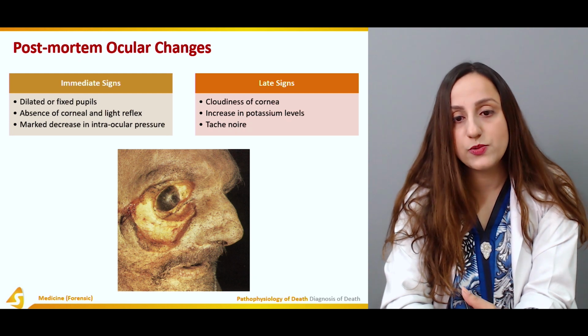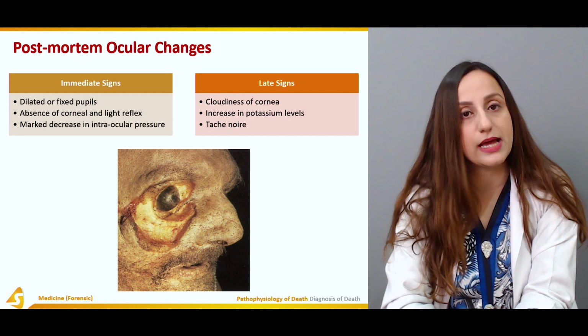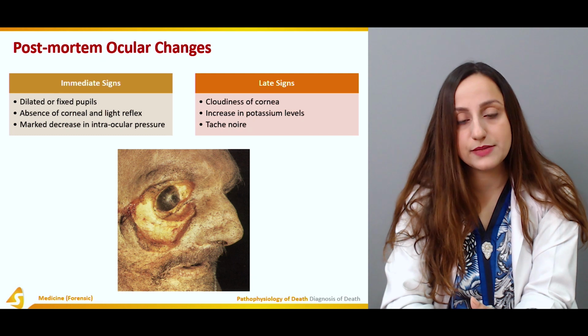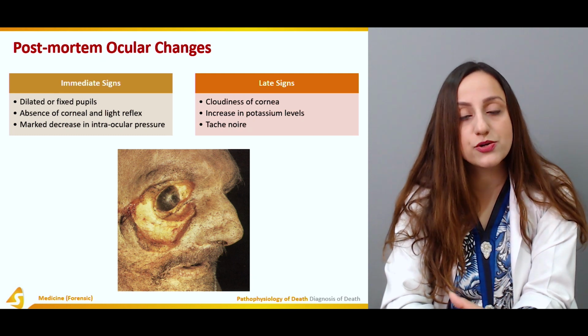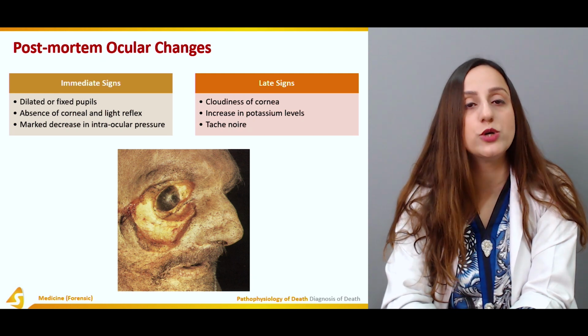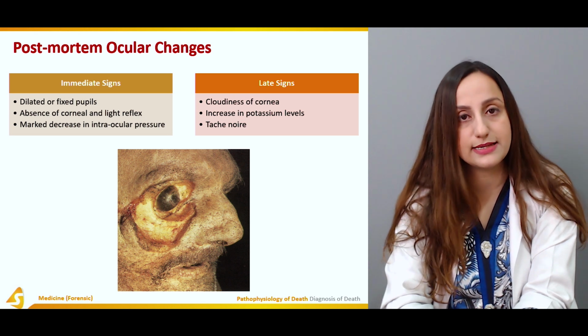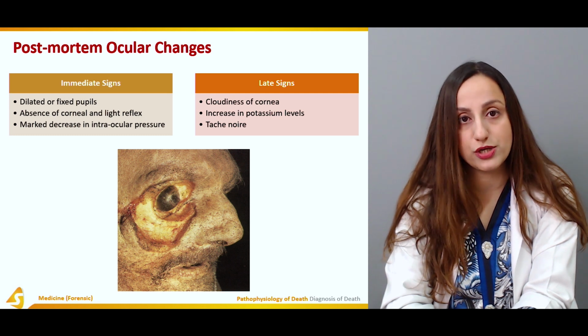The late signs: we have the cloudiness of the cornea. Now, why does this occur? It can be due to the cellular debris, and it can be due to the dust particles in the atmosphere. Then we have the increase in the potassium levels. Now, the increase in the potassium levels is basically in the vitreous humor. In the vitreous humor, there will be an increase in the potassium levels. These tests can be performed, and these are basically the late signs of the ocular changes we have to keep in mind.